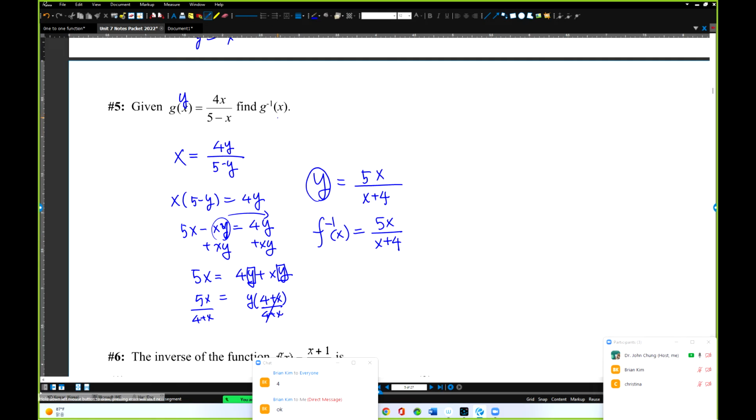Okay, they use this one, okay? This is g of x, I'm correct, okay? g of x is the original, this is g inverse, okay? That's the inverse.